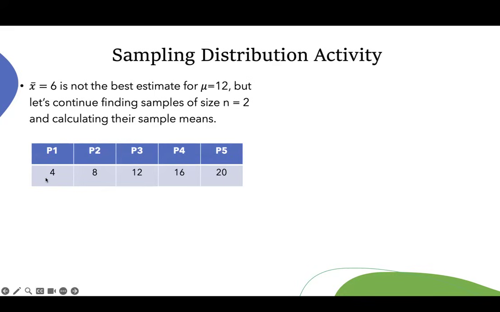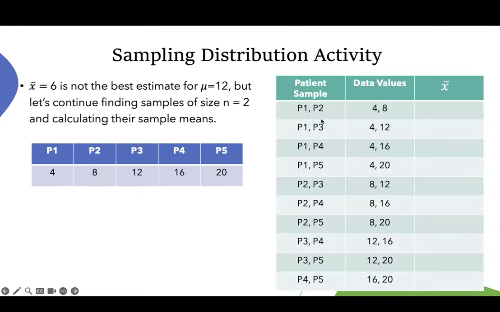So P1, P2 was the first one. P1, P3 was another one. We can also think about P1 and P4, P1 and P5. P2 and P3, P2 and P4, P2 and P5, P3 and P4, P3 and P5, P4 and P5. And that collection makes up 10. There are 10 possible samples of size 2 taken out of our population of size 5.